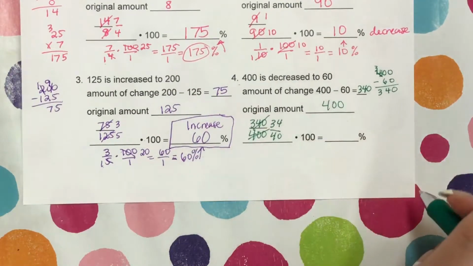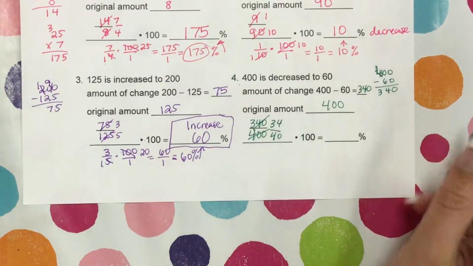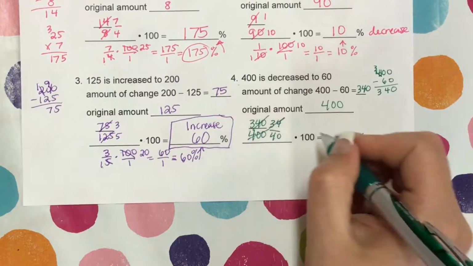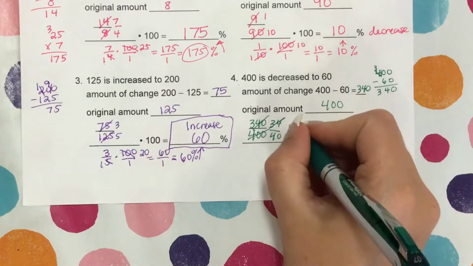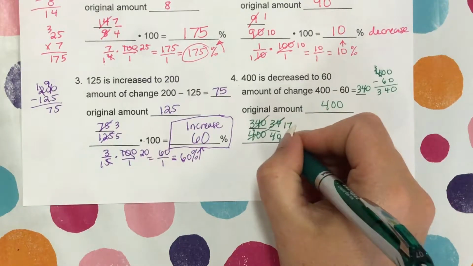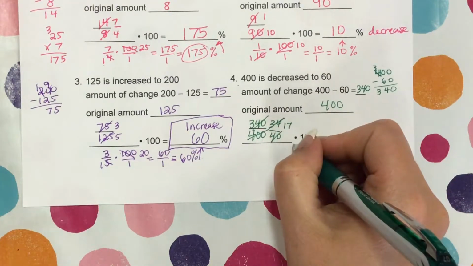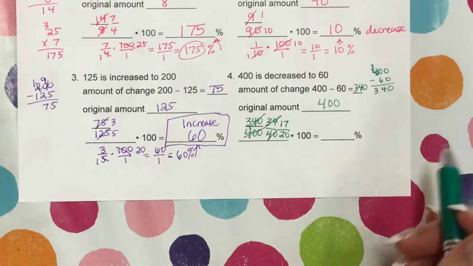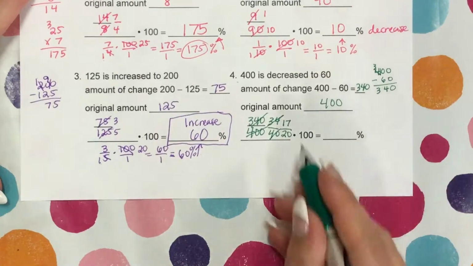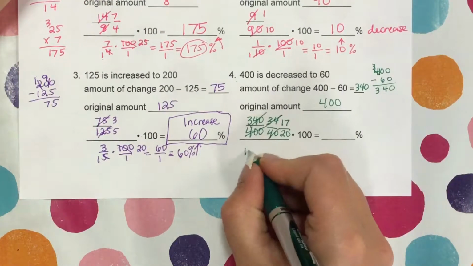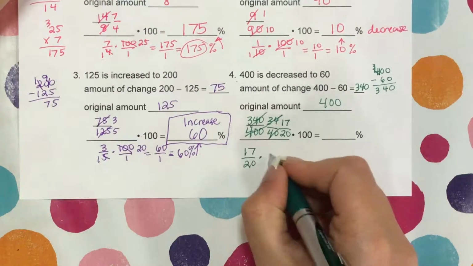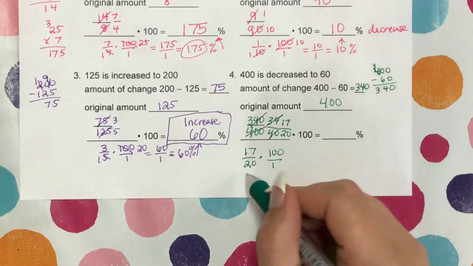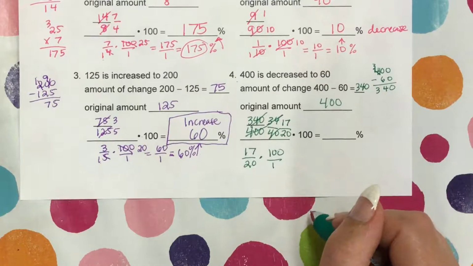They are both even, so I know that 2 goes into both of these. 2 goes into 34, I'm going to say it goes in 17 times. And 2 goes into 40 20 times. Now at this point, I don't think I can simplify that any further. So I have 17 over 20 multiplied by 100. I'm going to make 100 a fraction, 100 over 1. And I'm going to look to multiply these fractions together.